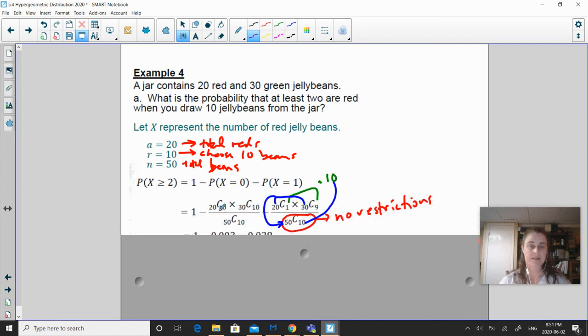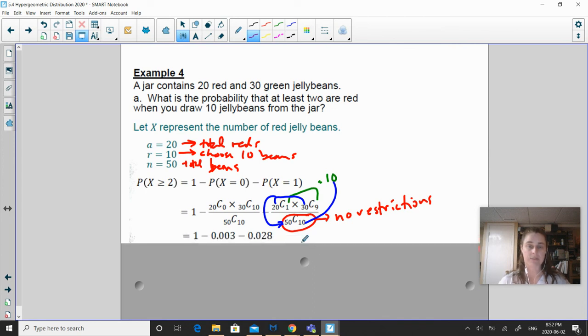We want no reds. There's 20 reds, no reds, so all 10 jelly beans must be from the green, so it's 30 choose 10, divided by your no restriction case, which is 50 jelly beans, choose any 10. Okay, and then we're subtracting also the case where you have 1 jelly bean out of the 10 that is red, so we want 20 choose 1, that will be your red jelly beans. That means we need 9 green jelly beans, so 30 choose 9. You'll multiply those 2 and divide out by your no restriction case of 50 choose 10.